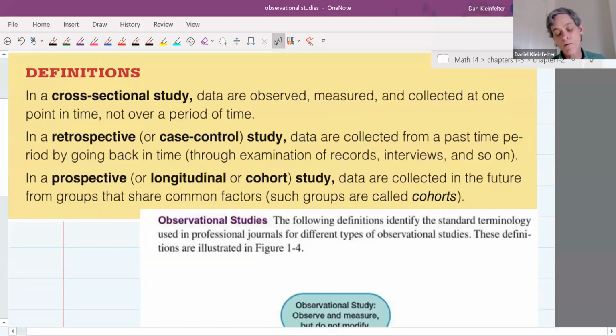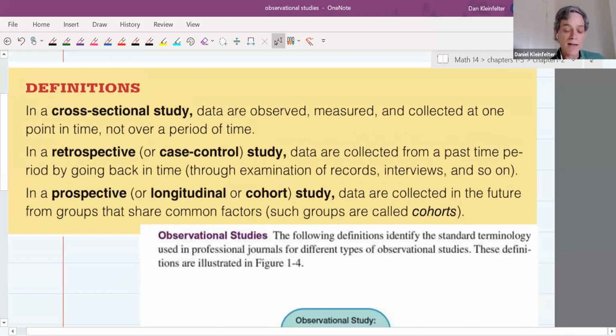Okay, an example of a retrospective or case control study. There we might look at groups of people who had some sort of lung disease or something. We might look back and see how many of them smoked and over what period of time, and what other kind of past history they'd had that would have affected them.